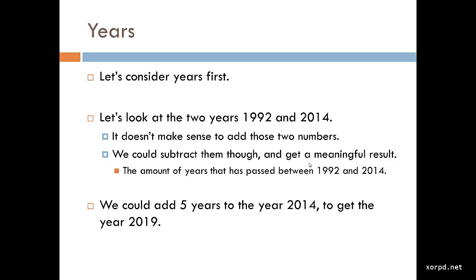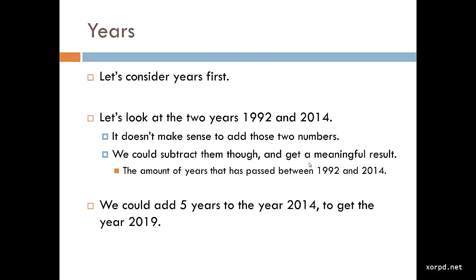Let's consider years first. This might be surprising, but I want to begin with years. Let's look at the 2 years, 1992 and 2014. It doesn't make sense to add those two numbers. The result will be something that we don't know what it is. We could subtract them though and get a meaningful result. We are actually going to get the amount of years that has passed between the first year and the second year.